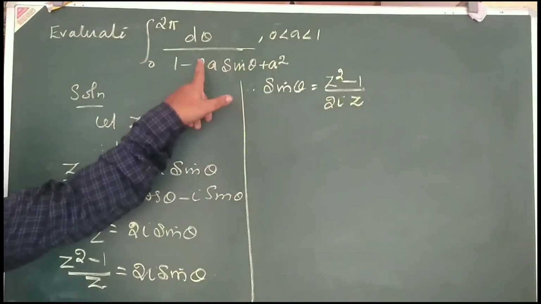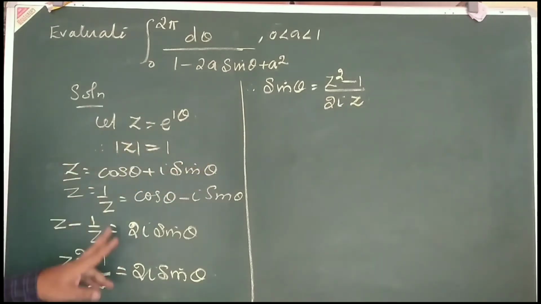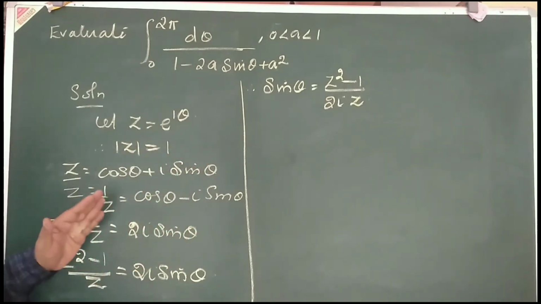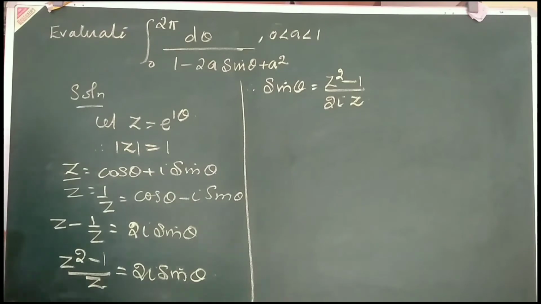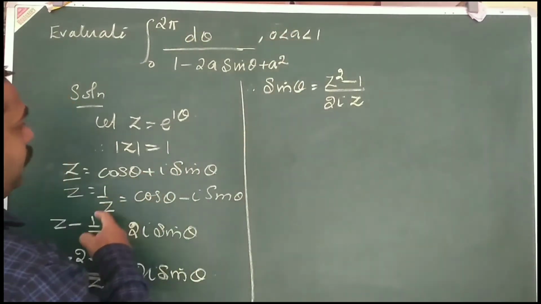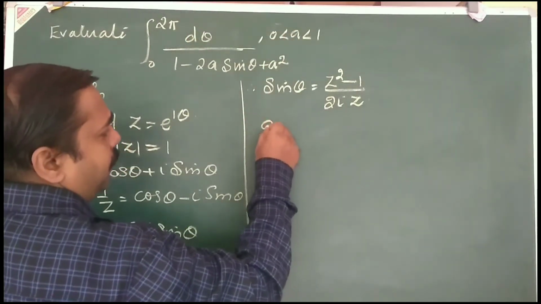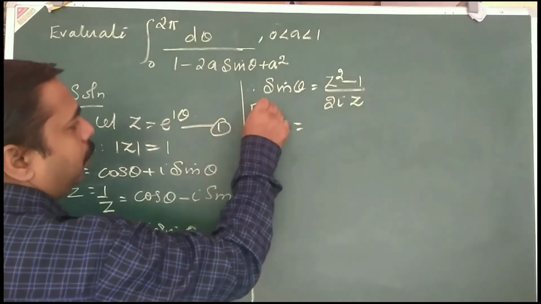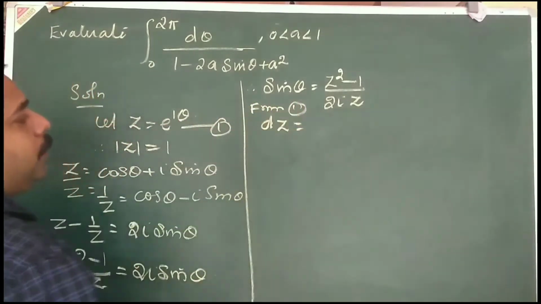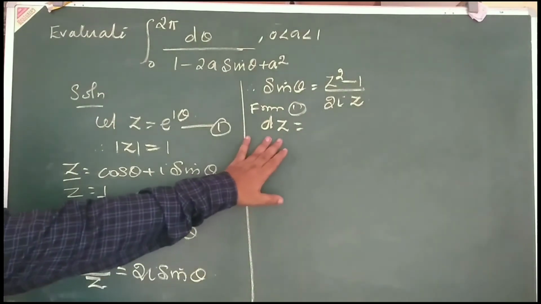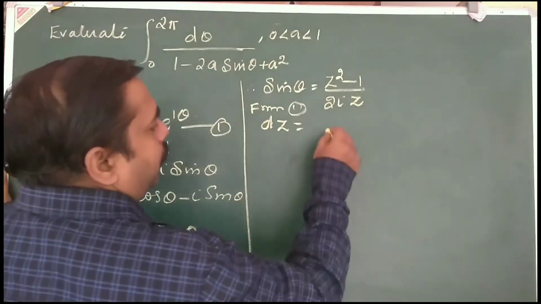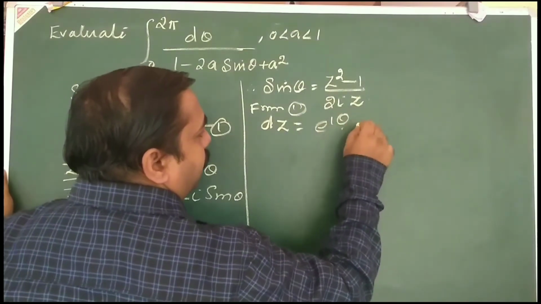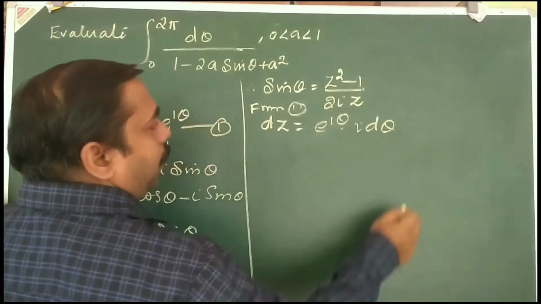So Z value, okay. Then cos theta, sin theta, substituting all these things here. Before that, we need d theta. So what is d theta? Z is equal to, so this is equation number 1. From 1, dz is equal to e raised to I theta into I d theta.